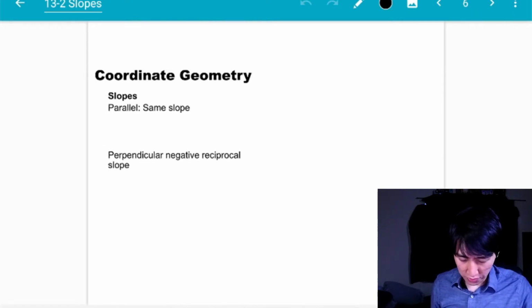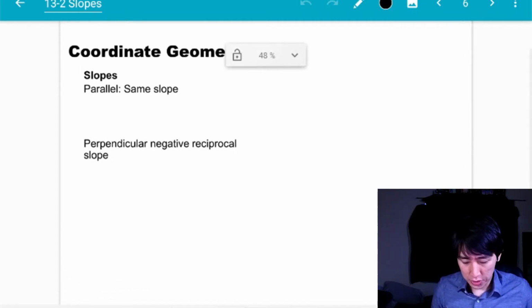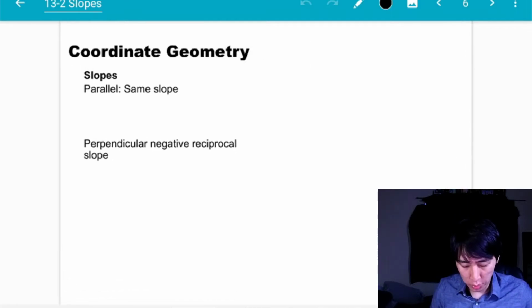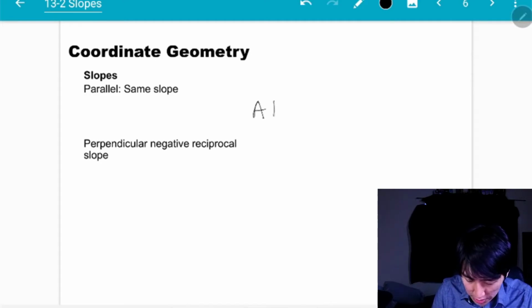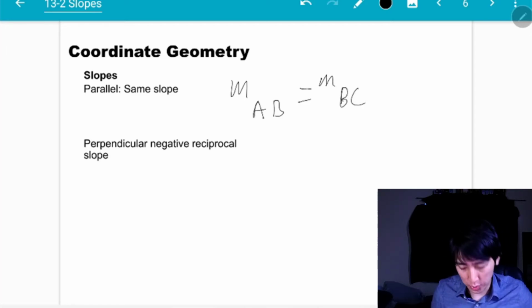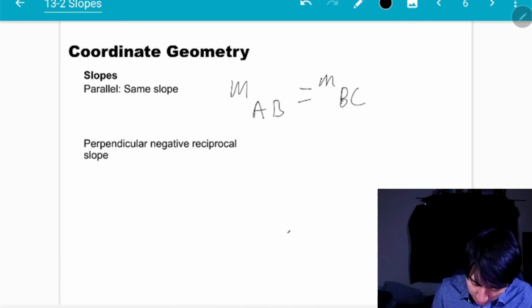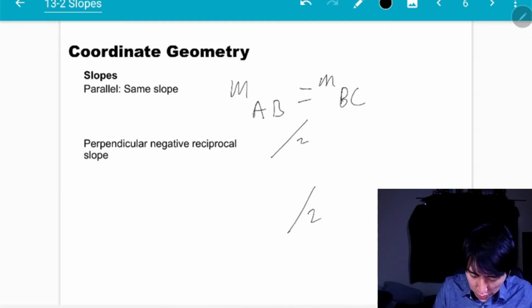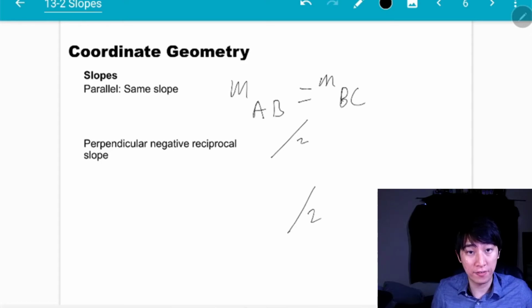All right, moving on. Couple things to remember: when you're doing parallel, parallel means same slope. Perpendicular means negative reciprocal slope. Parallel means same slope. So that's why if you're checking collinear, don't just check whether the slope of AB equals the slope of BC. Because sometimes what could happen is you could have something like this. This slope would be something like 2, and you can get a false positive.